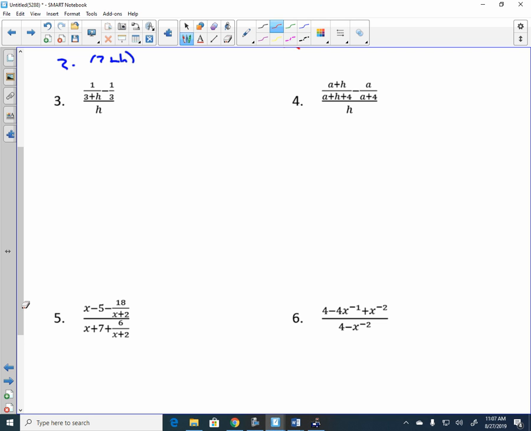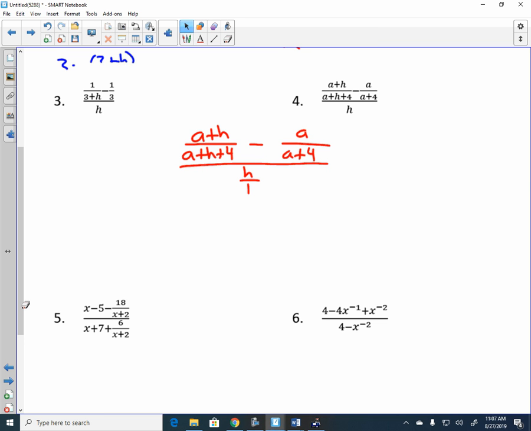All right, 2 more. A plus h over a plus h plus 4 minus a over a plus 4 over h over 1. What am I going to multiply this by? Yeah, there's no easy way around it.